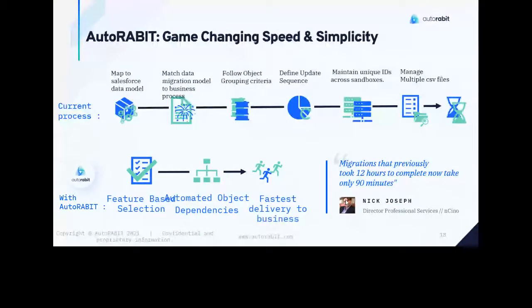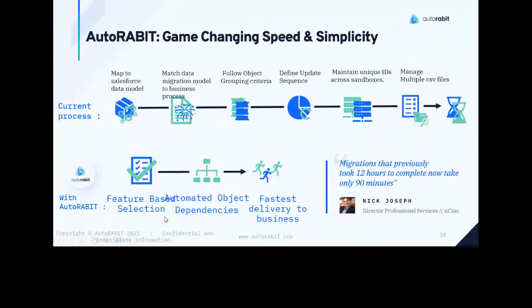So currently, today in companies, just for Salesforce or for Nintex or for any particular managed package, developers map to the Salesforce data model, then match the data migration model to business processes, then follow object grouping criteria, then define update sequences, maintain unique IDs across sandboxes, manage multiple CSV files and Excel files, and then do data loading manually, right? And there could be errors in this whole process. There is a lot of leakage of efficiency and productivity, right?